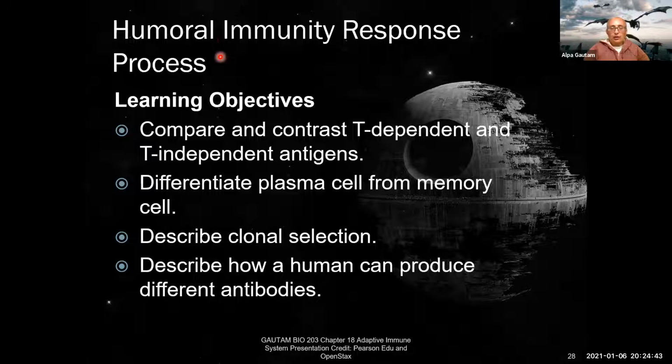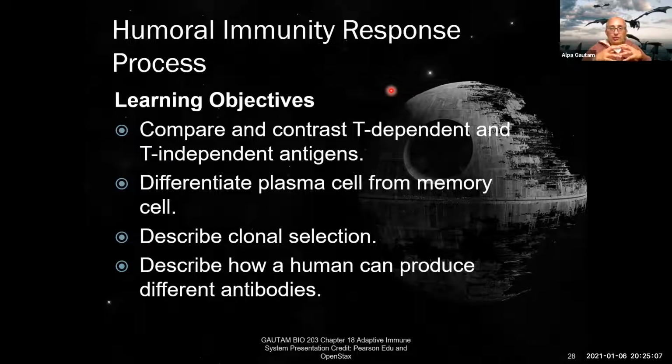Let's move along and learn about humoral immunity response processes. So humoral immunity involves antibodies. Antibodies are produced by B cells.